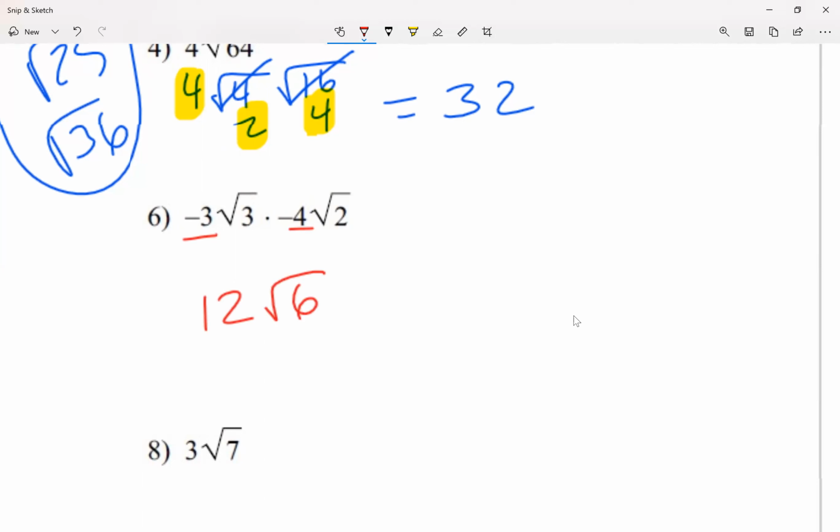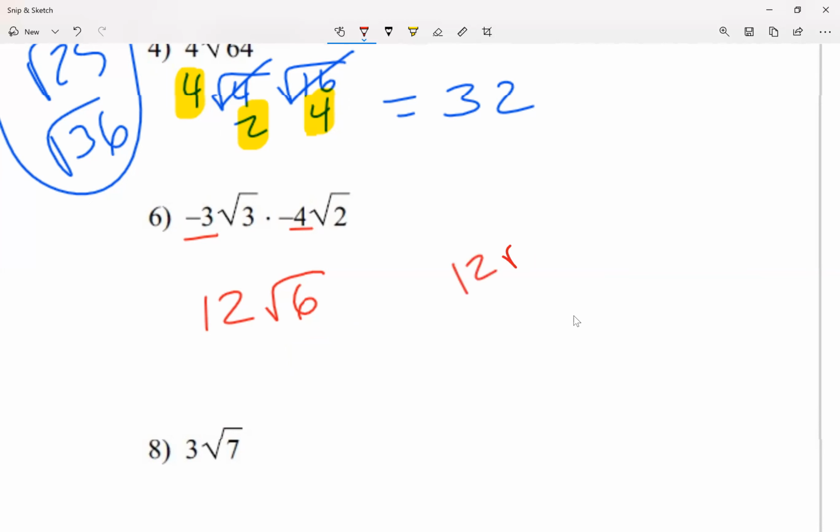I ask myself, can I simplify my radical more? Can I split it into 2 radicals, 2 numbers that multiply to 6, but one of them has to be a perfect square? To my mind comes 2 times 3, but neither the 2 nor the 3 are perfect squares. So nope, that is as low as I can go, 12 radical 6. Again, for today, 12 radical 6. In the future, 12 radical 6.